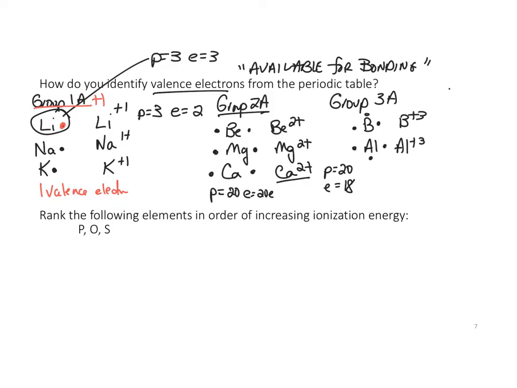Carbon is 4A, and it has 4. If it does form a plus charge, it would be a +4. Most of the time you'll see that it shares those electrons. Now nitrogen forms a -3 charge. So there's a thing called the Octet Rule.